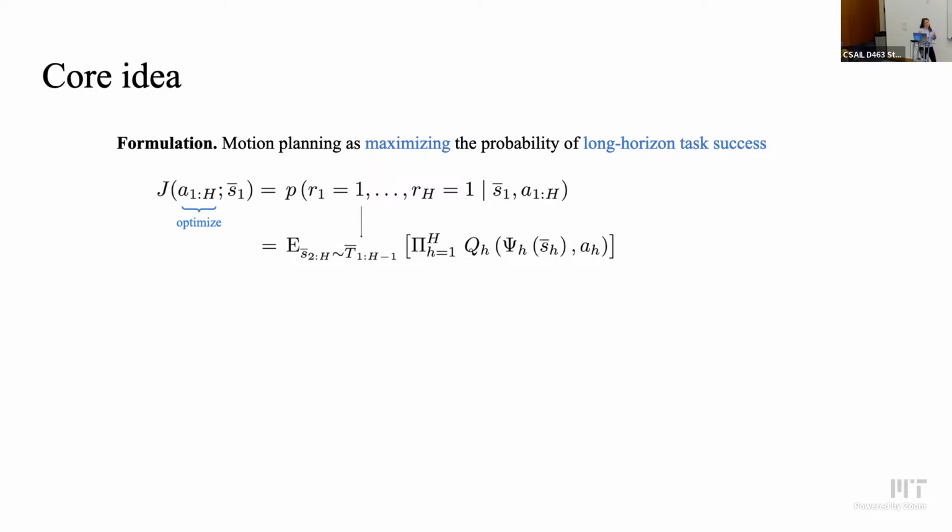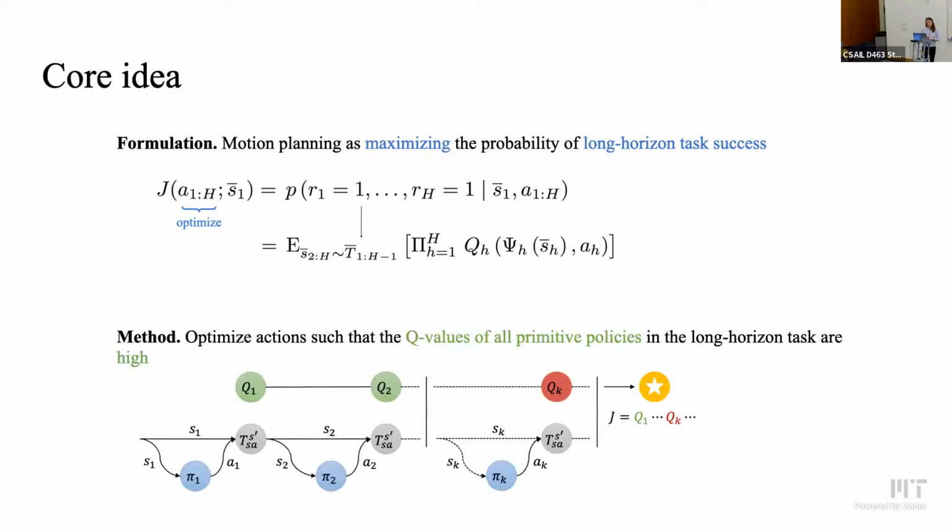So intuitively, what this means is that if earlier actions in the sequence are executed in a way that neglects downstream action dependencies, we might expect one of these downstream Q values to be low. And hence the overall planning objective J will be low in this product. And so the way we solve this problem is with sampling-based planning to find the trajectory where the Q values for all the primitive policies in the long horizon task are high. Let's look at how this exactly looks.